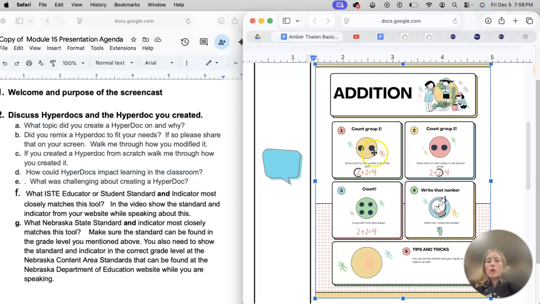So they're going to count 1, 2 dots, and then they're going to go to the other side and draw 1, 2 dots, and then count all 4 of the dots. Then they're going to write that number on the bottom after the equal sign. And then I also included some tips and tricks on different ways that you can do it if you don't want to draw.